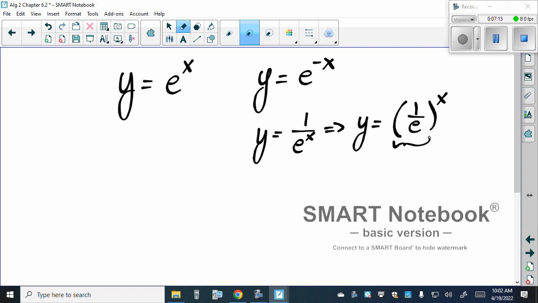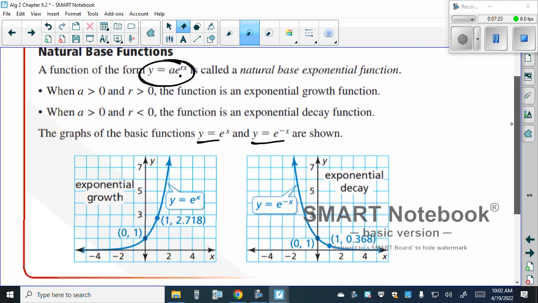But now, 1 over e, is that less than 1 but greater than 0? Yeah, so it still follows our exponential properties. But instead of going through that whole walkthrough, they're just saying if the exponent is positive, it's growth. If the exponent's negative, it is decay.